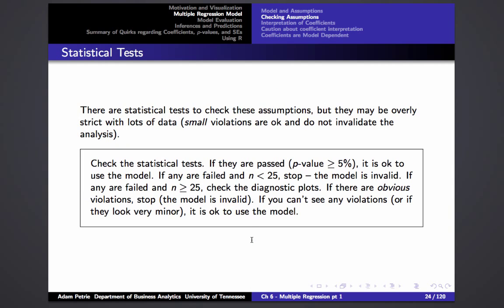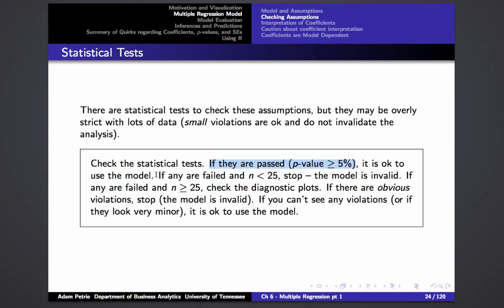Okay, more about the statistical tests. Remember, they're very strict with lots of data, and small violations are okay when we have more than about 25 data points. The way these tests work is that they are passed when the p-value is 5% or bigger. So if all those tests are passed, then it's okay to use the model. You don't really even care what the residuals plots are. From a statistical point of view, it looks like the assumptions of the model are valid.